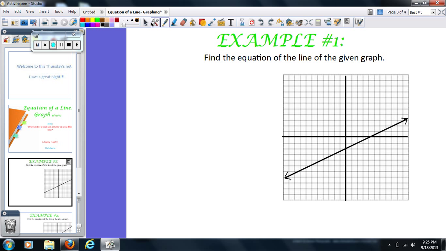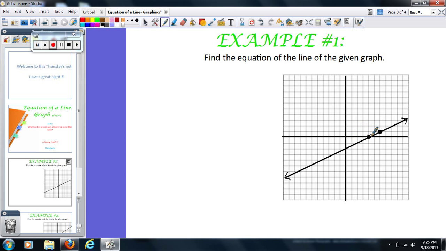First thing we want to do is, obviously, we have to have the slope. So what you want to do is find 2 points on here. Find 2 easy points to work with. So it looks like this right here would be a point. Looks like that's going to sit nicely. And I also think this right here is going to be a point as well. And we're going to go ahead and see what these points are.